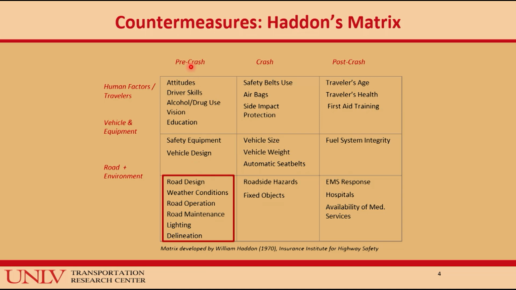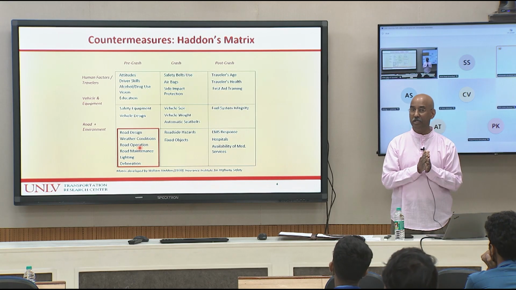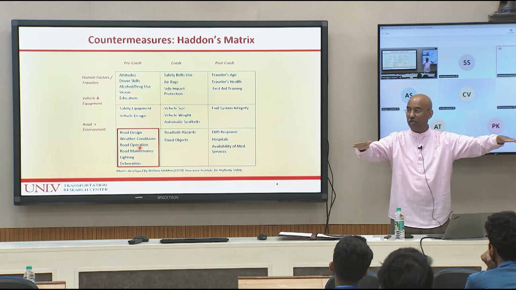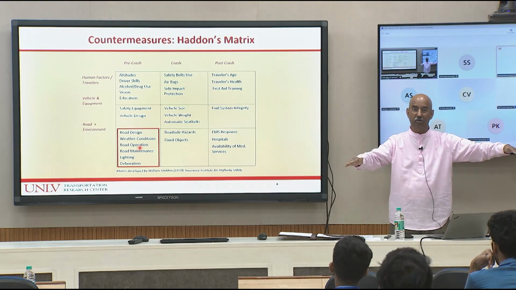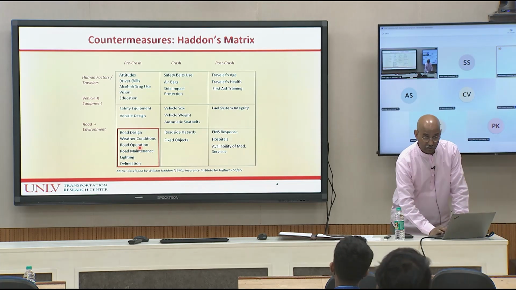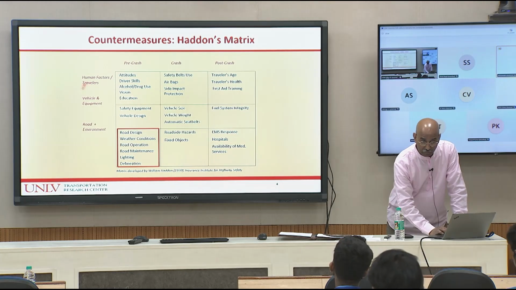So these are all design related pre-crash that an engineer does. We don't have much control over weather conditions, but we can design the roads. If there is a place in the Northeast where you have a lot of rain, make sure that the pavement is designed so that you drain the water off of the roadway surface. But in terms of other pre-crash, where we can have a difference is the human factors of travelers.